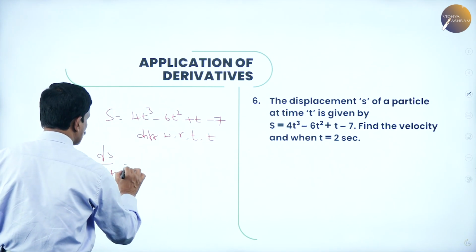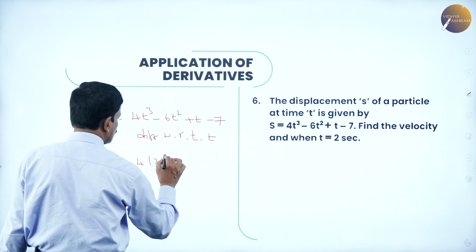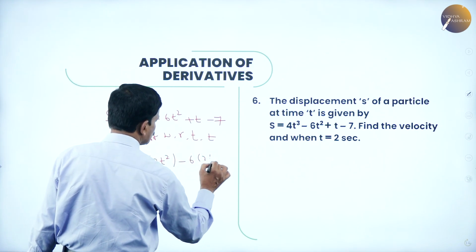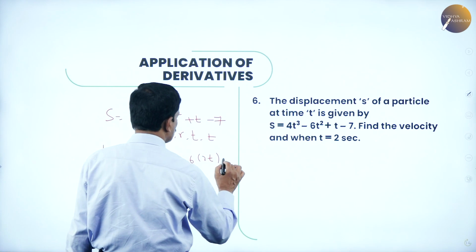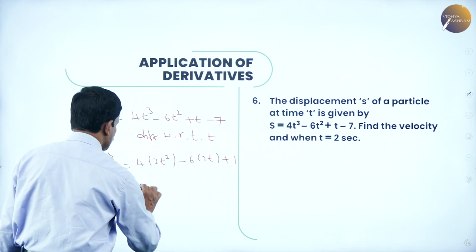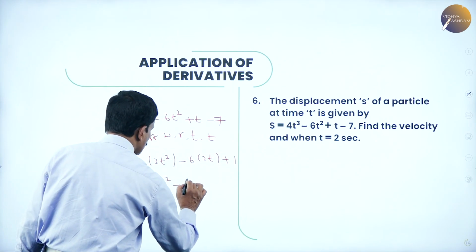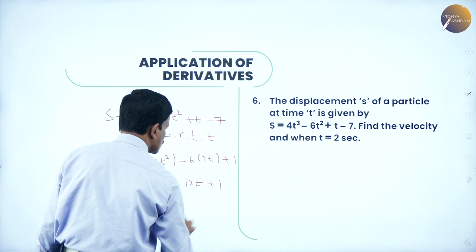ds by dt is equal to 4 into differentiation of t cube, which is 3t square. Differentiation of 2t square is 2t plus t is 1. So this is 4 3s are 12t square minus 6 2s are 12t plus 1.